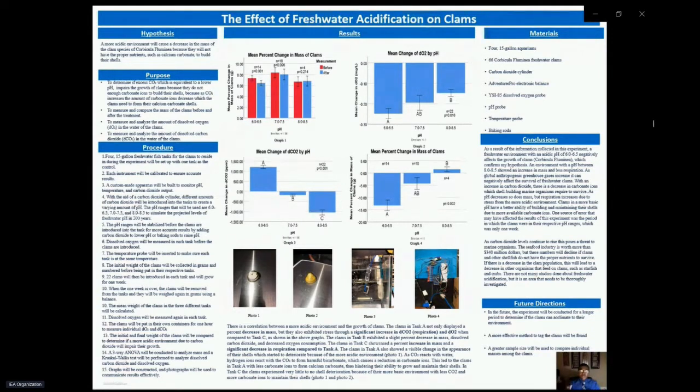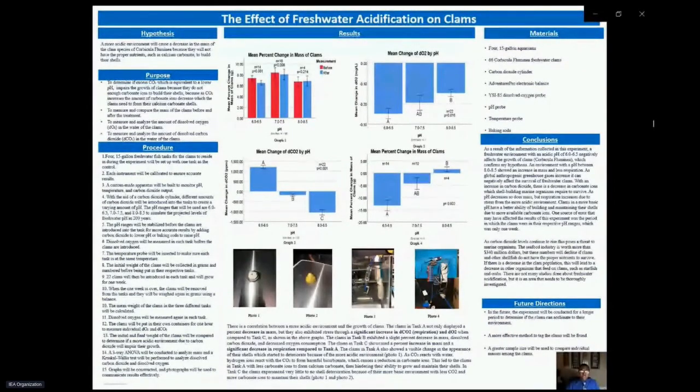If more and more carbonate ions are being consumed by the bicarbonate and hydrogen ions, then there's less carbonate to make calcium carbonate, which is a very vital nutrient and resource that shell-building organisms, such as clams, require to build and grow their shells. I hypothesize that if there's an increase in carbon dioxide in the water of freshwater clams, then they will impede their growth because they do not have the appropriate nutrients to grow their shells.